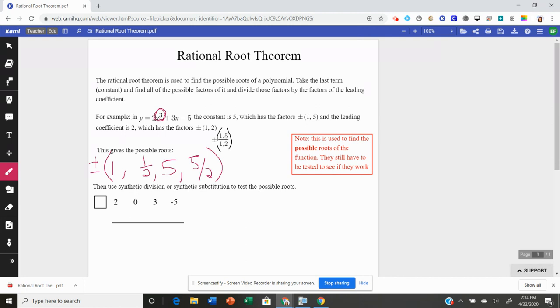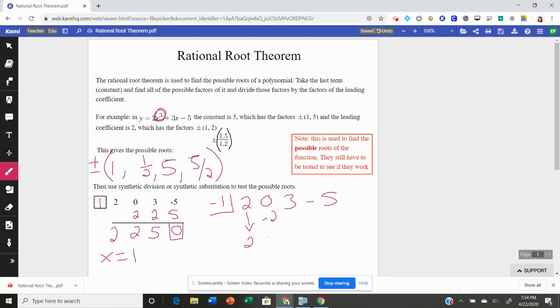Let's say that we test 1 and we choose to use synthetic division. So that means I'm going to bring down my 2. I'm going to multiply and add, multiply and add, multiply and add. And hey, I'm lucky right now. I know that x equals 1 is one of our rational roots because I have 0 as a remainder. All right, so I can keep testing. I can test -1 and see if that works.